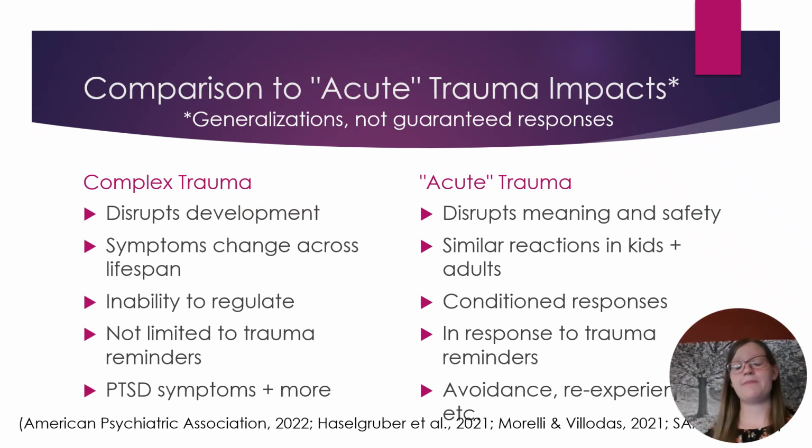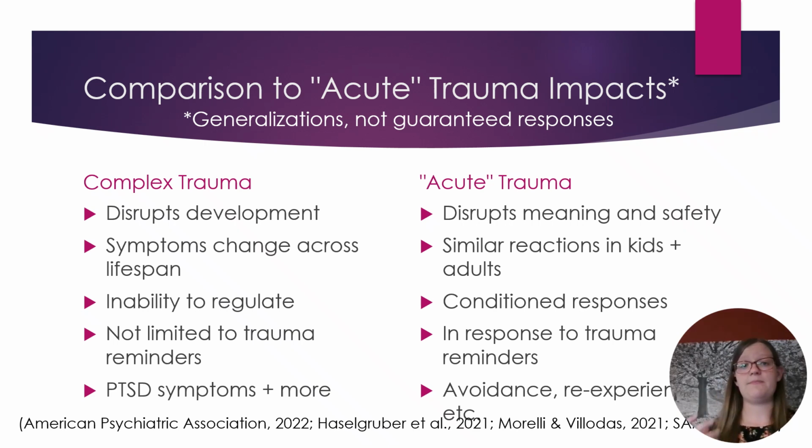So now that we've gone over some of the impacts of complex trauma, it can be helpful to compare it to the impacts of acute or regular trauma. Now, again, as a caveat, these are generalizations and people respond to trauma differently. So it's not a guarantee that someone who goes through complex trauma is going to experience these issues, but it is more likely. And so going on to the differences, one difference between acute trauma and complex trauma is that acute trauma tends to disrupt people's sense of meaning and safety, whereas complex trauma can disrupt development as a whole. And so while both of them are bad, complex trauma can contribute to not meeting one's milestones or learning how to build relationships, which can have a greater impact on one's life.